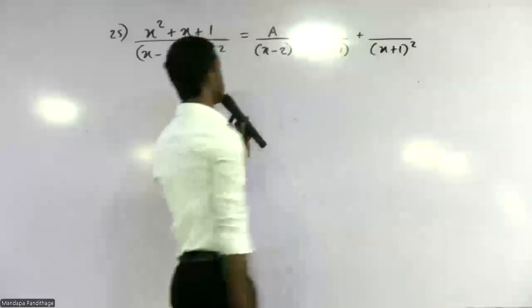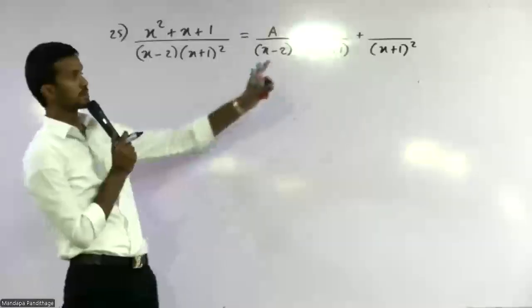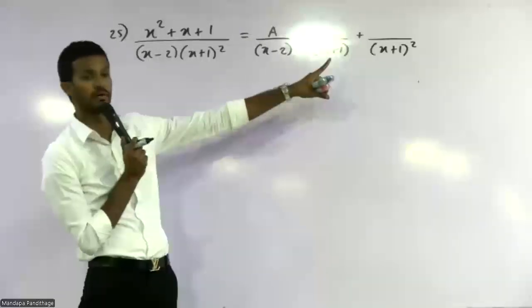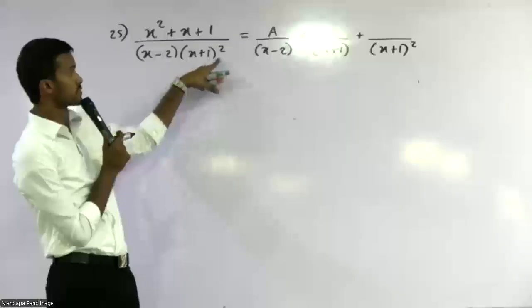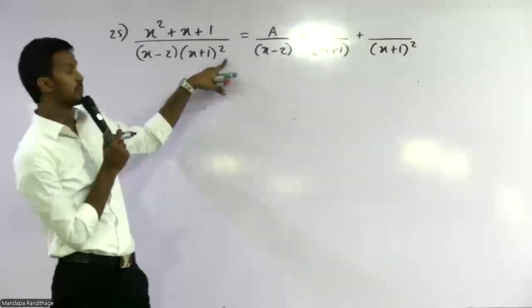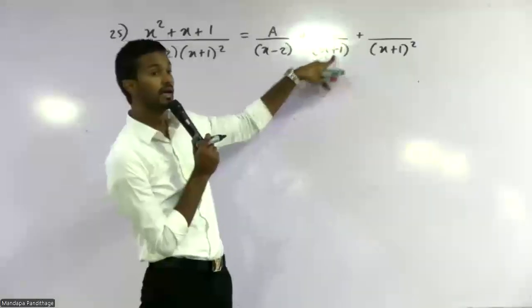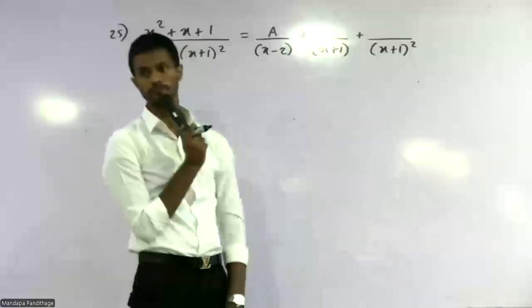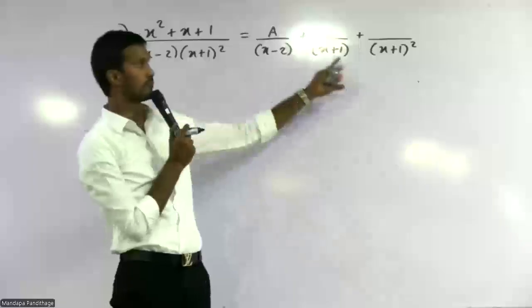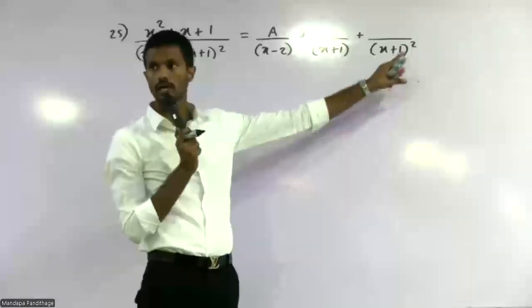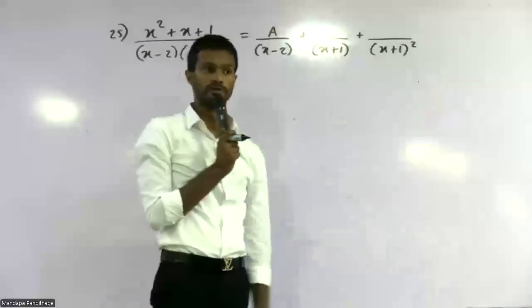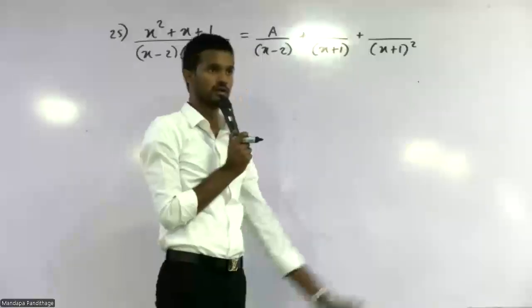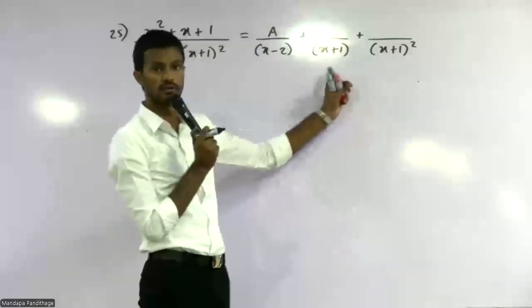So when we have x plus 1 squared, we write both x plus 1 and x plus 1 squared. Now tell me, if we have x plus 1 cube, what else should we write? X plus 1, x plus 1 squared, x plus 1 cube. So if it is the fourth power, we have to write first power, square, cube, and fourth power. Understood? Hands up if you understood this one.